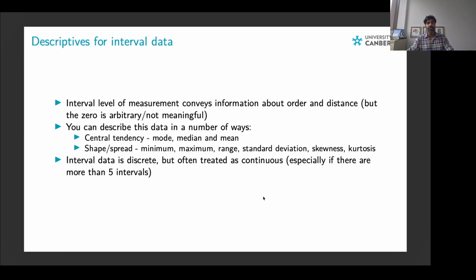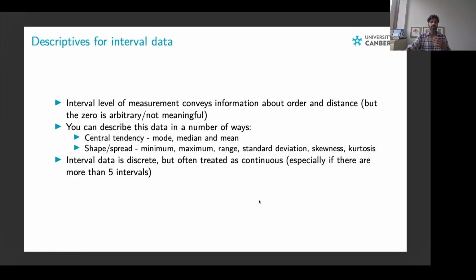For interval data, the level of measurement conveys information about the order and distance, but the zero is arbitrary or not meaningful. So you can describe this data in a number of ways using central tendency, so the mode, median, mean, the shape, looking at minimum and maximum values, the range, standard deviation, skewness, and kurtosis. Interval data is discrete, but often treated as continuous, especially if there are more than 5 intervals.